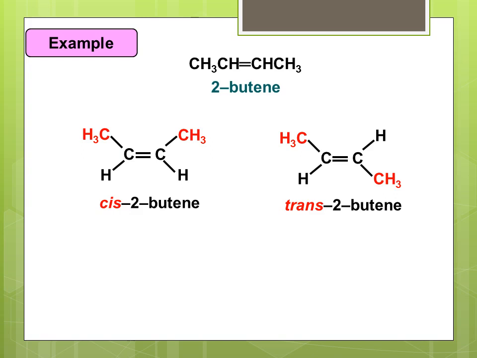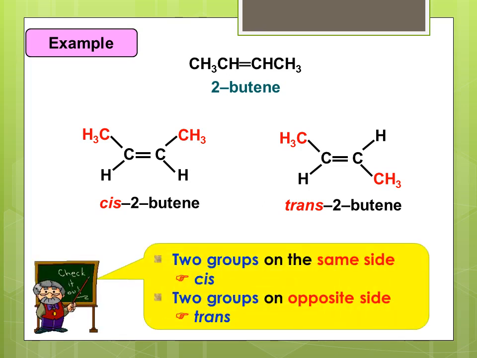For example, 2-butene exists as two cis-trans isomers. In cis-2-butene, the two methyl groups are on the same side of the double bond, while in the trans isomer, the two methyl groups are on opposite sides of the double bond. Both the cis and trans isomers have the same functional group and thus they have the same chemical properties.